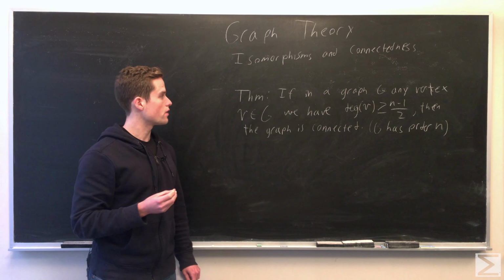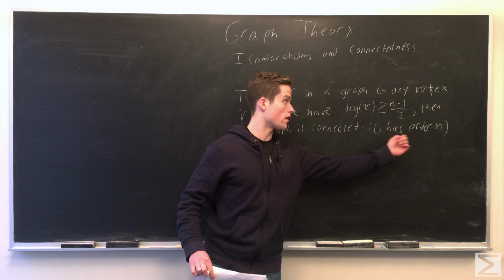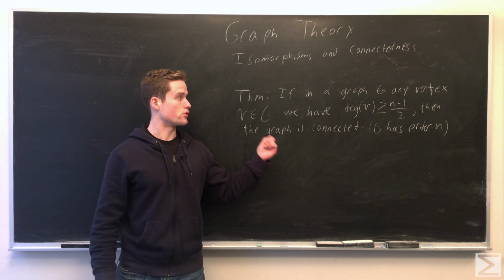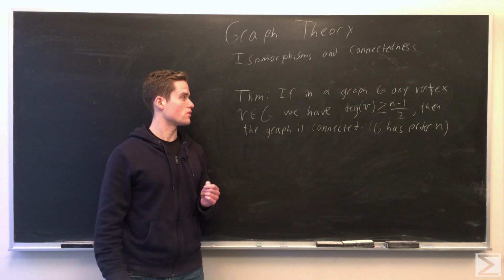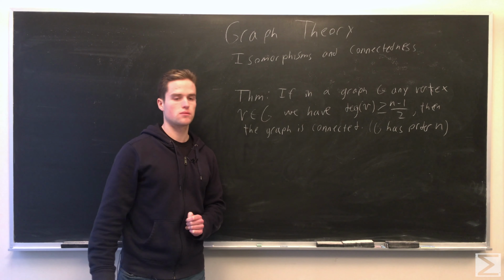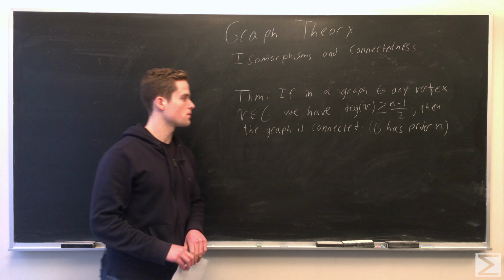So one thing we can prove: if we have a graph G, where G has order n, and for any vertex v in the graph G, the degree of v is greater than or equal to (n minus 1) over 2, then the graph has to be connected. We can prove this by contradiction. Assume the graph is not connected, so we have at least two components.